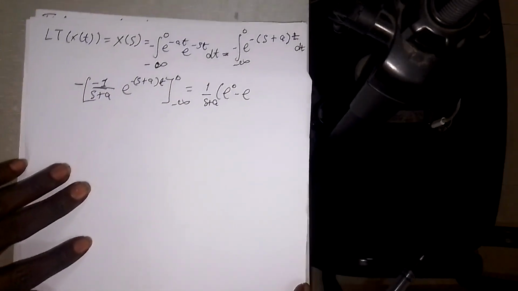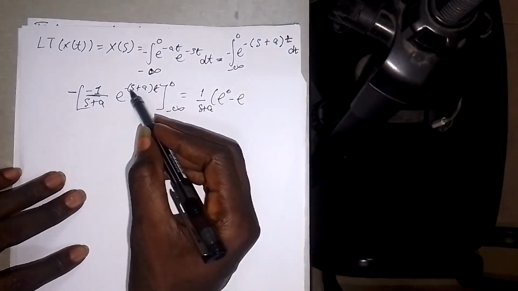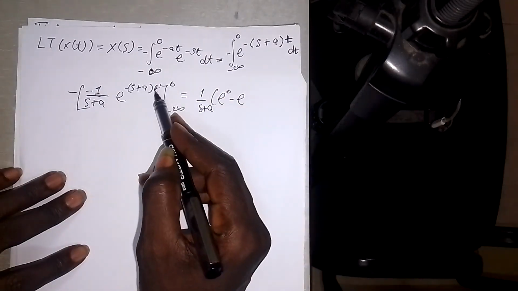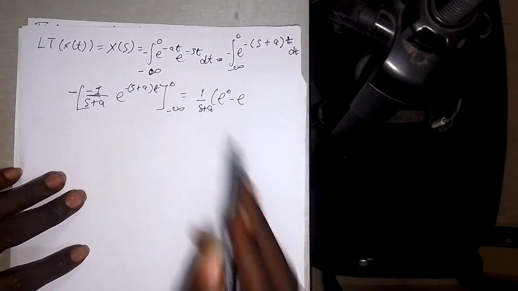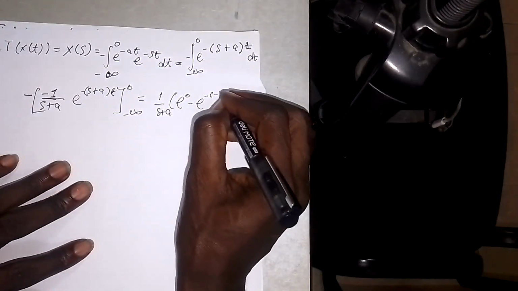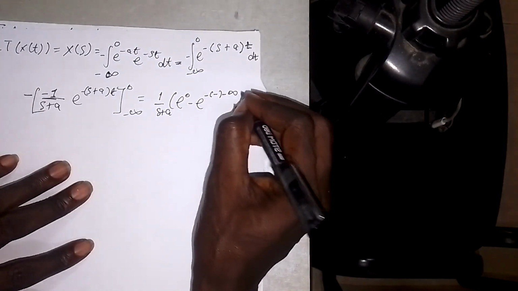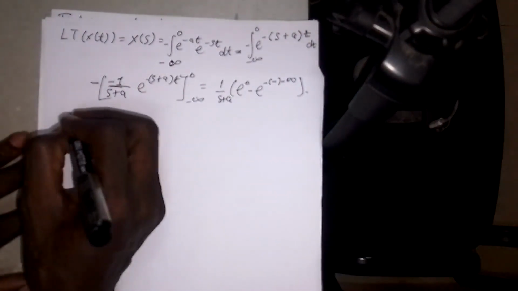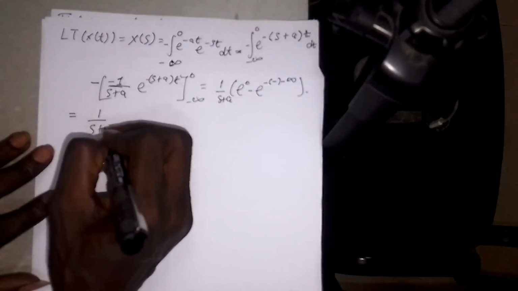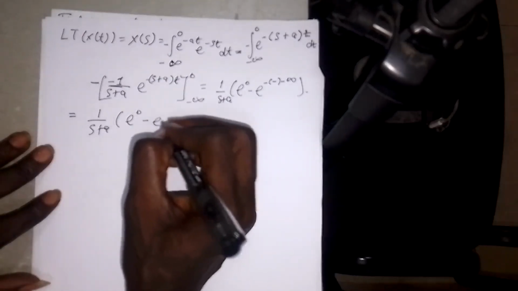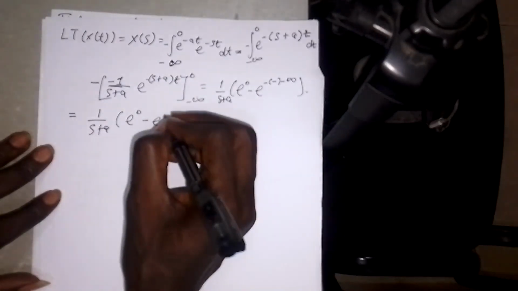That means that here this s plus a is also negative. And then I'll introduce my negative infinity at where t is, so there'll be another negative here. So s plus a is negative, and I'll have negative infinity. So this is how it will be. Now it's going to be equal to 1 over s plus a, into e exponent 0, minus, since three negatives is a single negative, e exponent minus infinity.